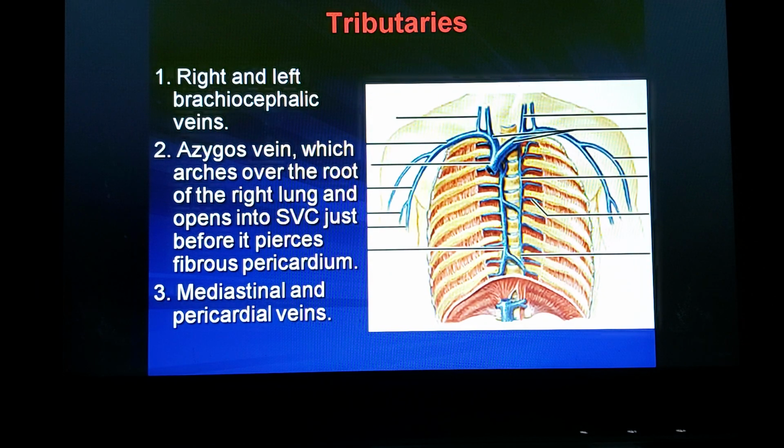Coming to the tributaries. The tributaries of the superior vena cava are the right and left brachiocephalic veins, and here there will be the azygos vein and also the mediastinal and pericardial veins. So this is about the tributaries of the superior vena cava.